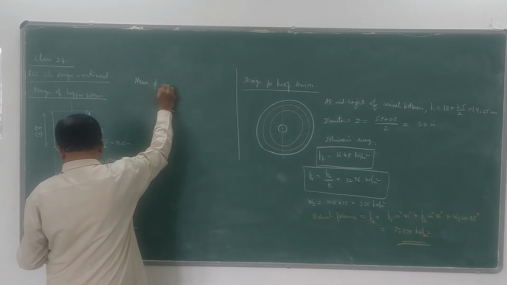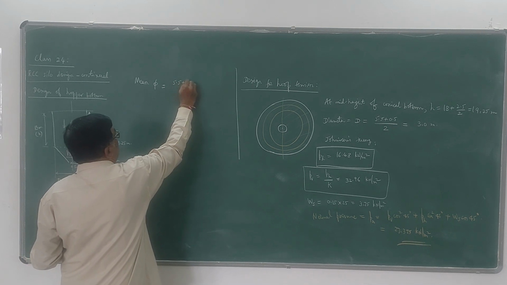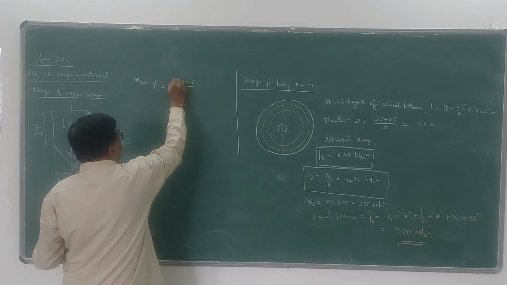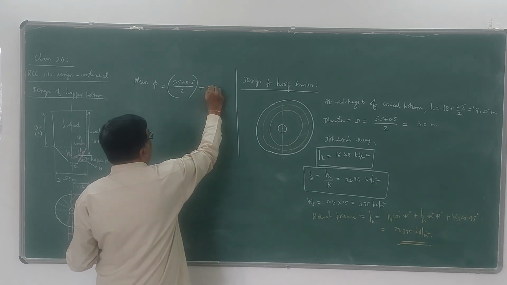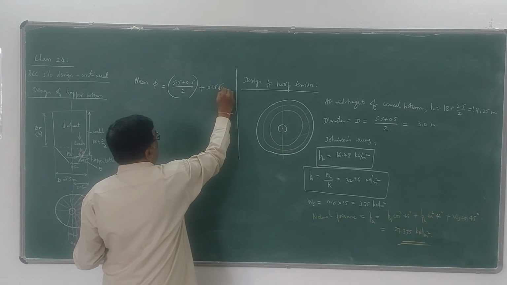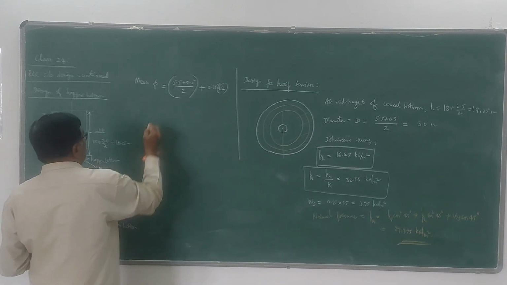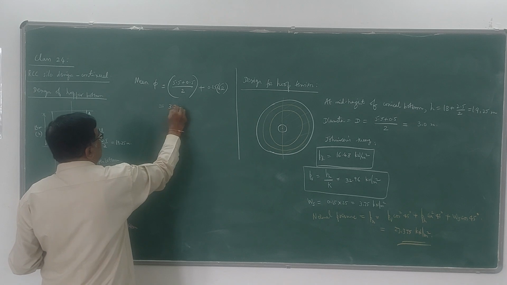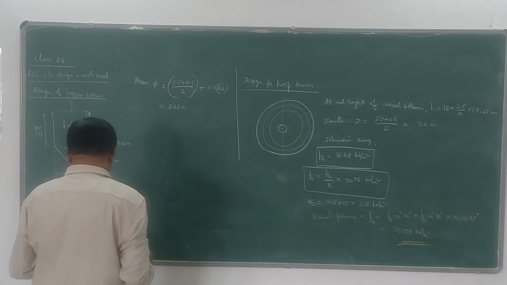Mean diameter at the center of the sloping slab will be 5.5 plus 0.5 divided by 2 plus 0.15 into 2. This is the mean diameter. So if you simplify this, you will get 3.21 meter. 3.21 meter is the mean diameter D.